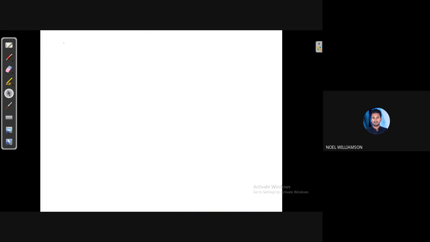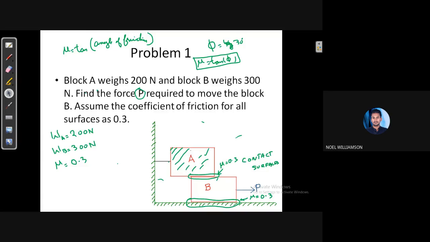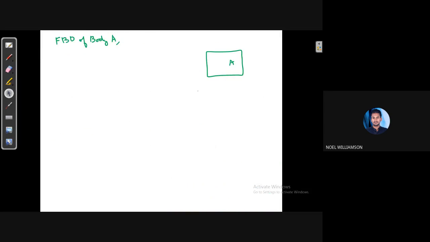First of all, we will consider the free body diagram of body A. Let this be body A. We will see what all forces are acting. First of all, what is the weight? The weight is 200 Newton, acting vertically downwards.